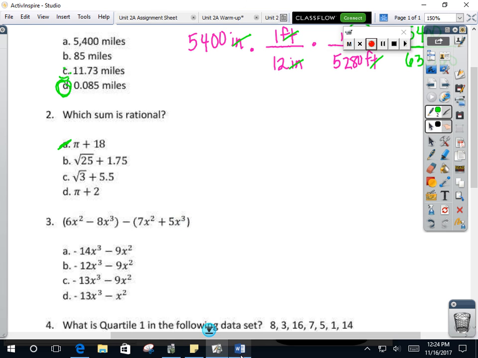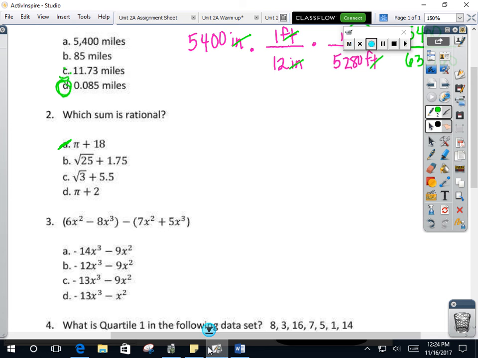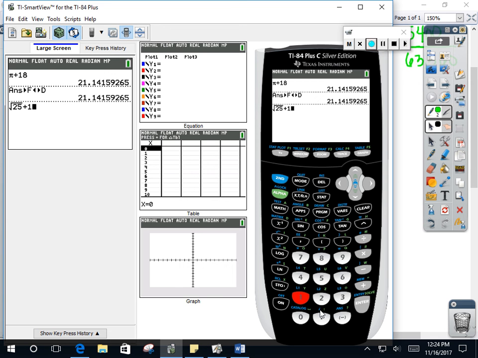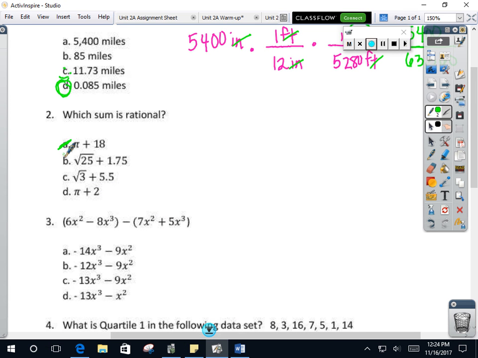Now let's type in b. How do you type in the square root of 25? And then 25. And then they want us to add 1.75 to that. There's 5. They're worth 2 points each. Now, how do I see if that will become a fraction? Is that a fraction? Which means this one is rational. So B is rational, the one that will become a fraction.